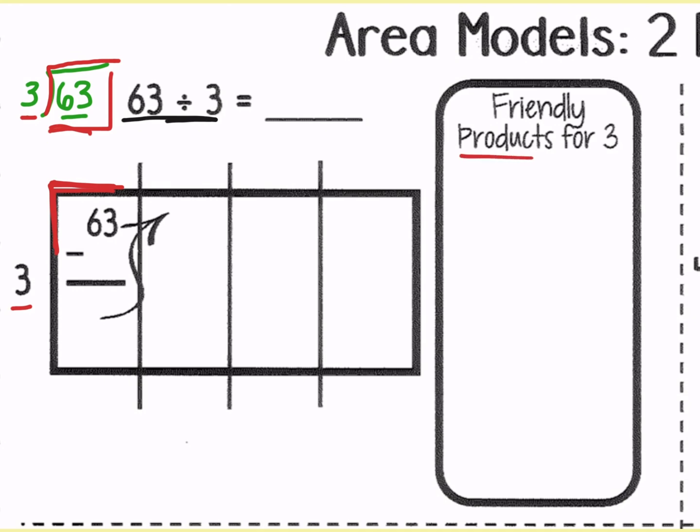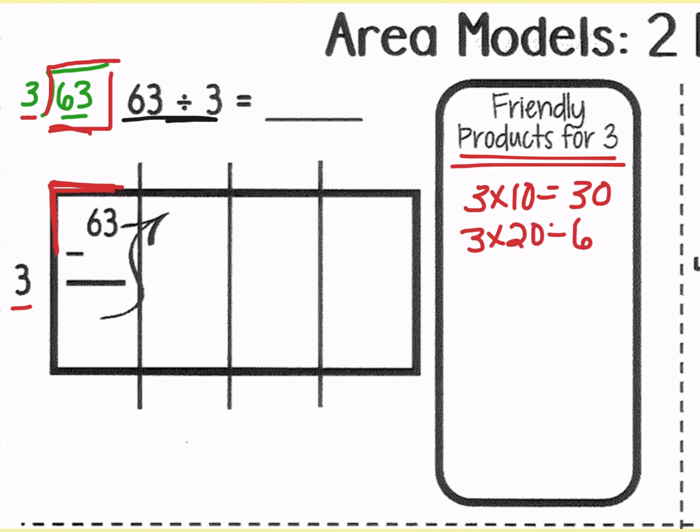Okay, the next thing I need to do is come up with some friendly products, okay? I like to always personally start out with my multiples of 10. So I'm going to start with 3 times 10 equals 30. Then I'm going to go 3 times 20 equals 60. And then I'm going to do 3 times 30 equals 90. Now I could keep going, but my dividend is only 63. So that tells me, really, I'm not even going to use this one because the 90 is way too high.